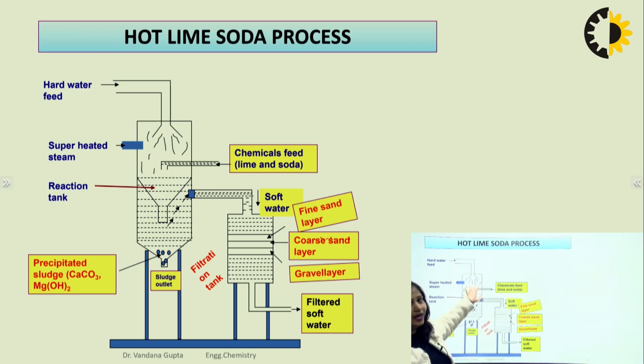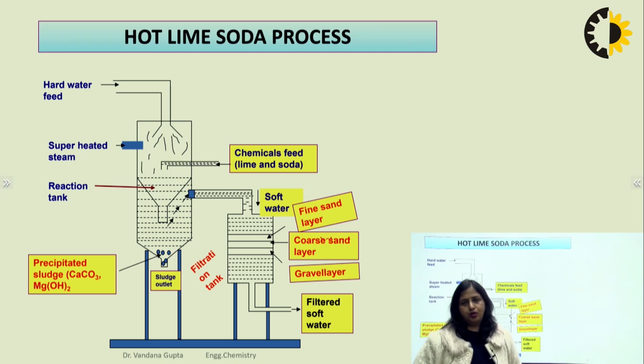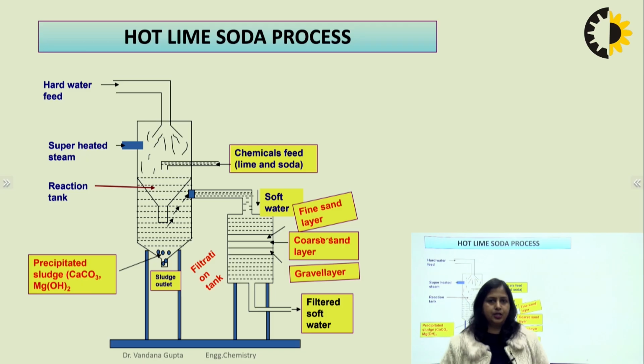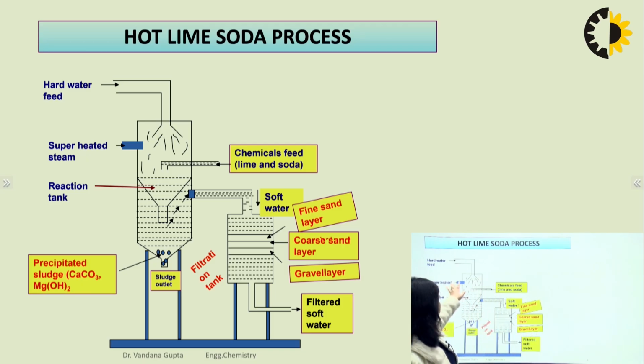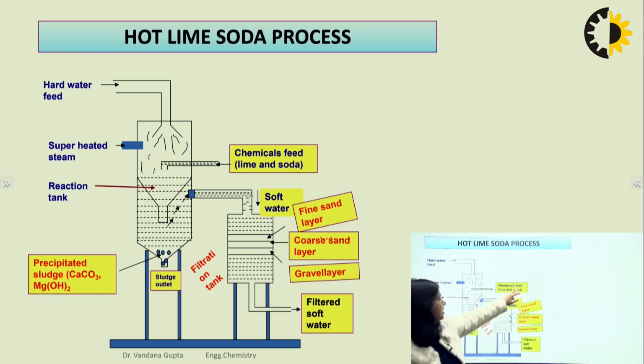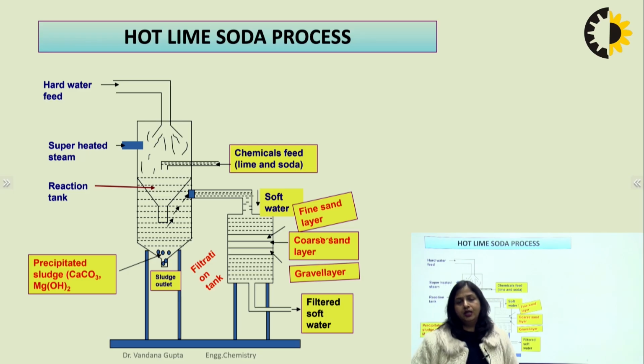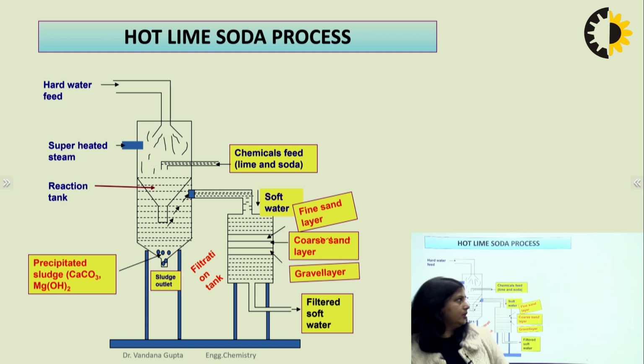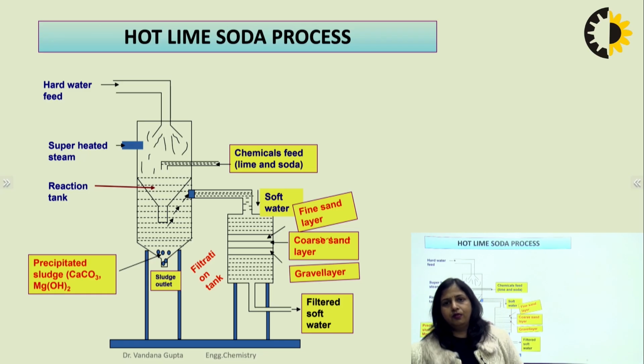From here, we add hard water into the softener. Hard water contains soluble salts of calcium and magnesium. From here, we provide superheated steam to maintain high temperature, that is 80 degrees Celsius. From here, we add chemicals that are lime and soda. In this process, there is no need to add coagulant because the reaction occurs at higher temperature, that is 80 degrees Celsius. So there is no need of adding coagulant.